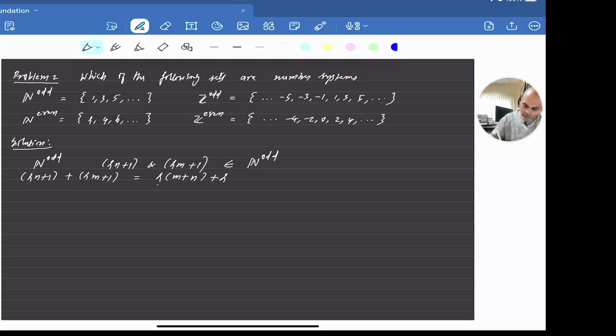which is an even number. So this answer that we got is an even number, which means that the set of all odd natural numbers is not a number system, because if you add two such numbers, the answer is an even number.